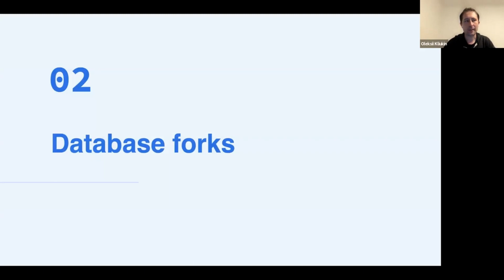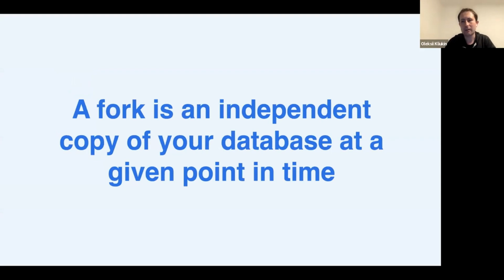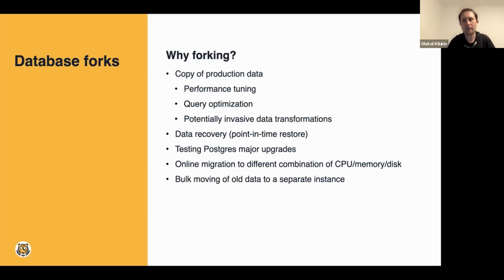Database forks that I mentioned, what are they and why are they useful? Basically, a fork is an independent copy of your database at a given point in time. And forking is useful for many different purposes. Basically, you have a copy of production data at a point in time, and it can be used, for instance, for performance tuning if you want to change some parameters of the server that, for instance, require a restart, or play with them. This is very useful to run on a fork having the same data as your production server. You can use it for query optimizations.